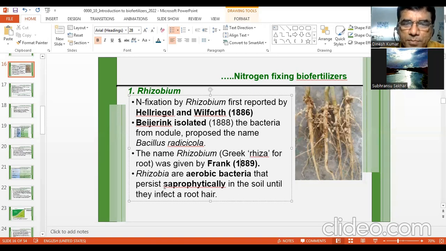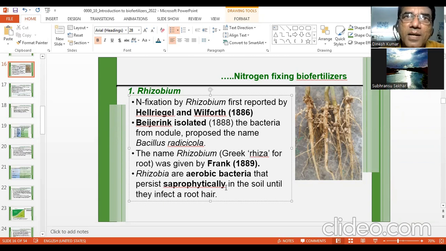So they persist saprophytically. That means Rhizobium can survive without a legume crop in the soil. They can live without legume, they will not die, they will survive. But whenever they get a suitable legume, they will infect its roots and become active and start nitrogen fixation. So persist saprophytically means in soil, they can eat the dead matter and survive, but they like to grow on legume roots. So that is why many times inoculation of Rhizobium is not desirable.